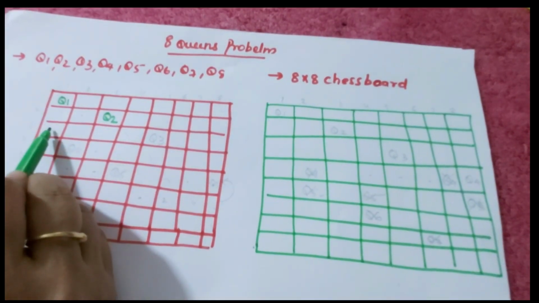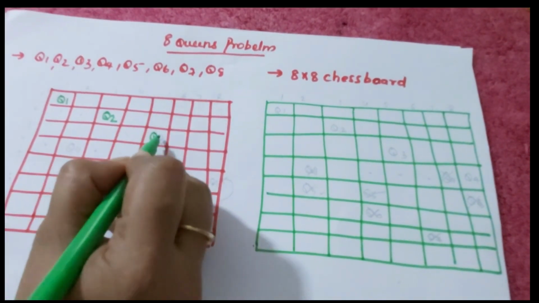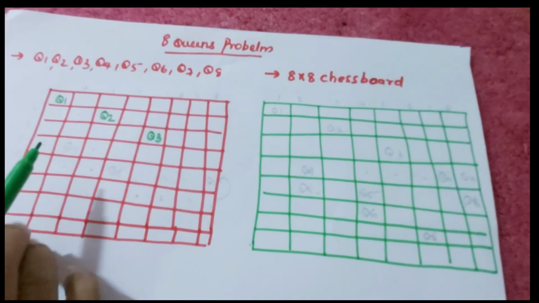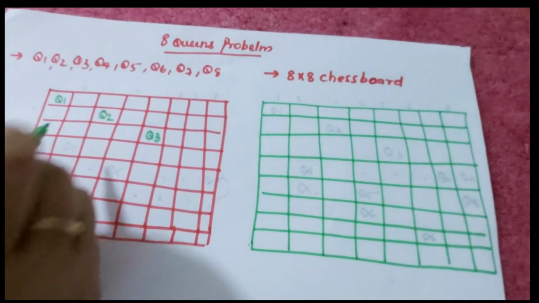Next, can you place Q3 here? No. Here? No. Here? No. Here? No. So you can place Q3 here. What about the fourth one? Can you place here? No. Can you place here? Yeah, you can place here.